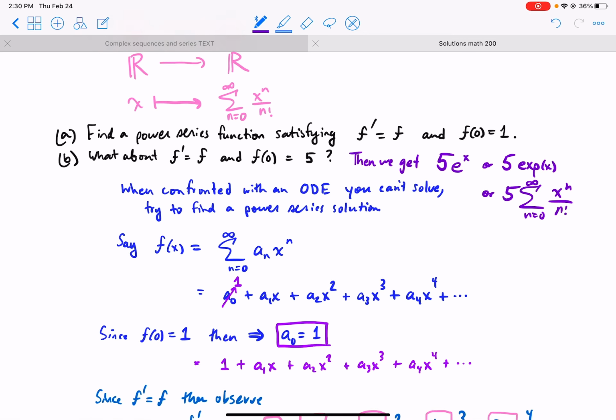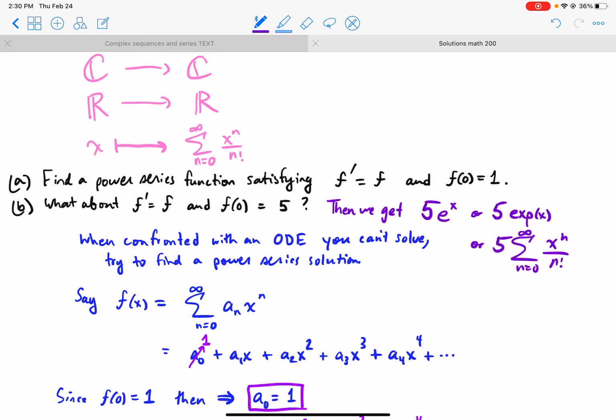Okay, in other words, what is this thing? This is e to the x. That's what people mean when they say e to the x. They mean this limit of the sequence of partial sums of this power series. This is what people mean when they say exp of x. And just 5 times that is what happens if we require that f of 0 is 5. And that's it.